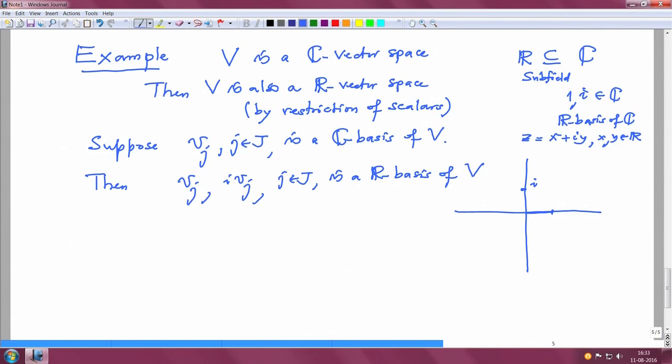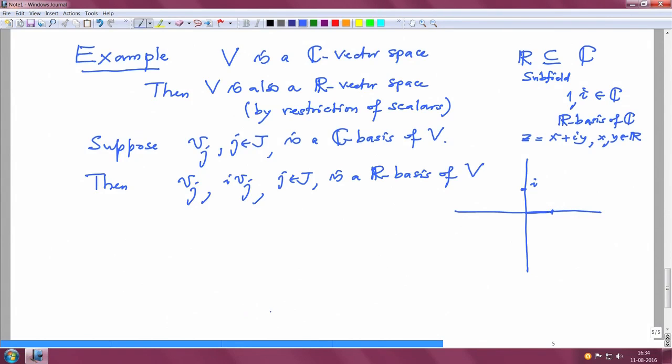This means in particular that if a C vector space has a basis consisting of n elements, then its R basis will consist of 2n elements. So the dimension will become 2 times. The dimension of V as a C vector space and the dimension of V as an R vector space are related by one being 2 times the other. I will mention this again when I have introduced the dimension, in the next lectures.